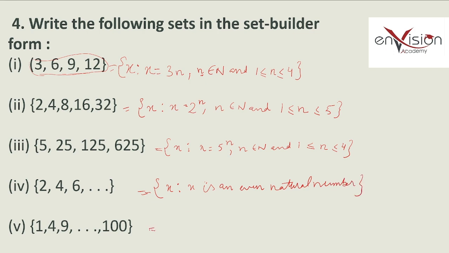Then we have 1, 4, 9 up to 100. So what is this? This is 1 square, 2 square, 3 square up to 10 square. So we can write all the x's such that x is equal to n square, where n belongs to the natural numbers and n is greater than or equal to 1 and less than or equal to 10. This completes your set builder form. Now, I hope you will find it easy.